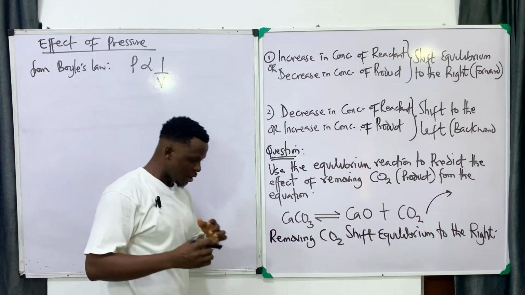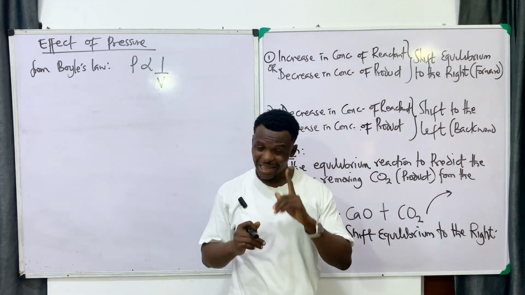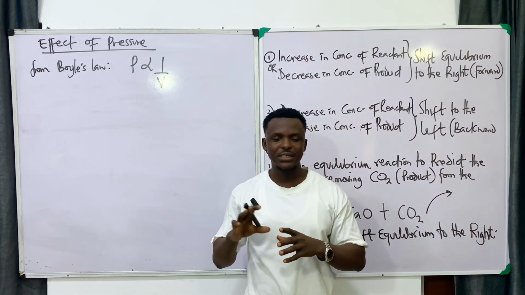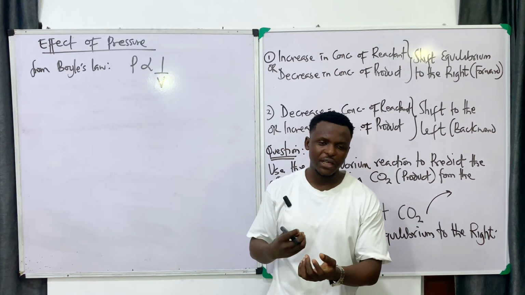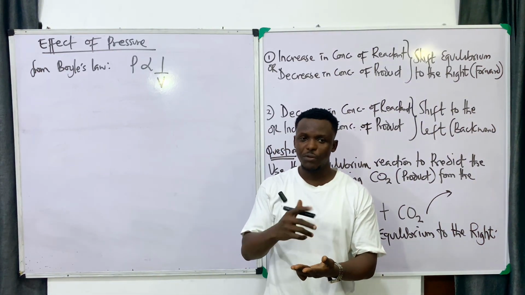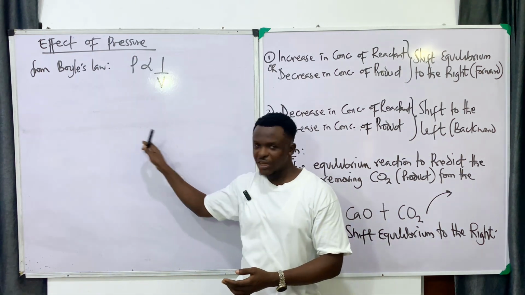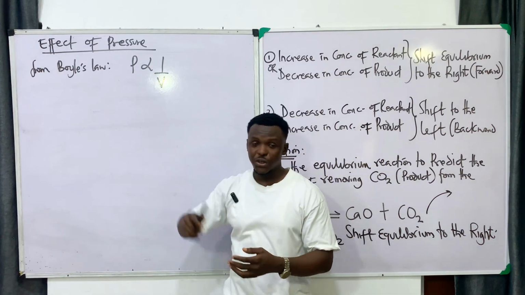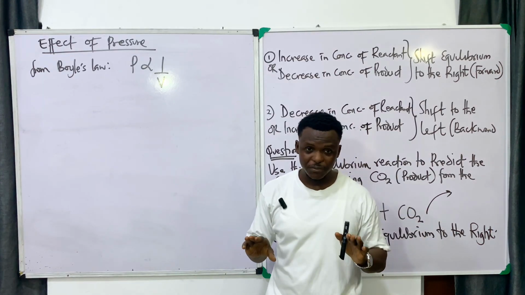So, if you increase the pressure of an equilibrium reaction, listen, the direction of the equilibrium will be towards the side that has lesser volume. So increase in pressure of an equilibrium reaction shifts equilibrium to the side that has lesser volume, because if you increase pressure, volume decreases. So for a reaction that are gases, right? For this particular effect of pressure, pressure only affects gaseous reactant and products.